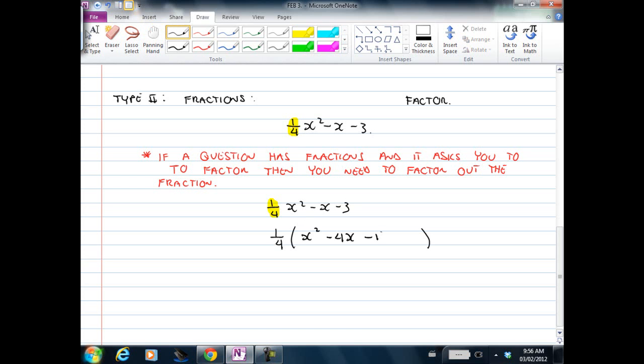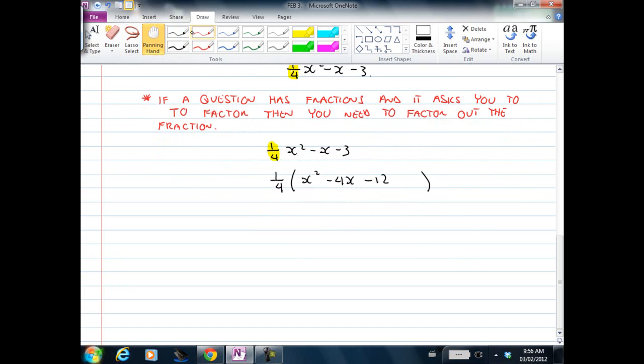X squared minus 4x minus 12. Hey guys, gals, look at the bracket now. The bracket is so nice. You can break that down using that easy technique you did in grade 10. So this becomes 1/4 (x minus 6)(x plus 2). We're not going to do anything more because I asked you to factor. That's how you do it.